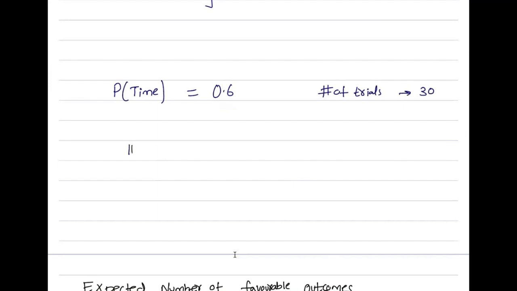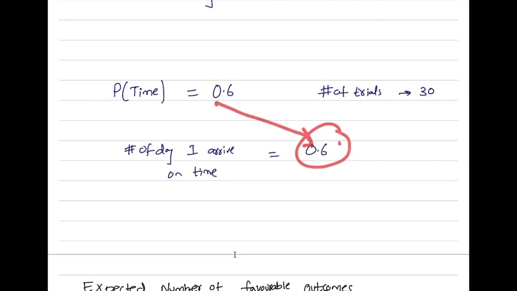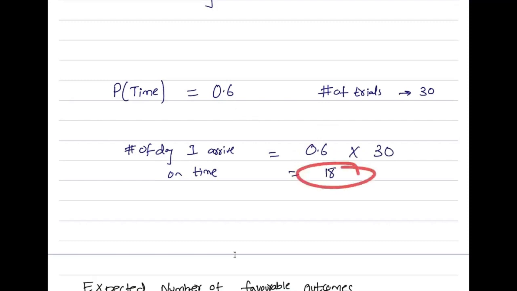To find the number of days I arrive on time, that's going to be the probability of the favorable outcome, that is 0.6, multiplied by the number of trials. So 0.6 times 30, that is 18. So out of 30 days, students can expect that on 18 days, Sir Adam is going to be arriving on time.